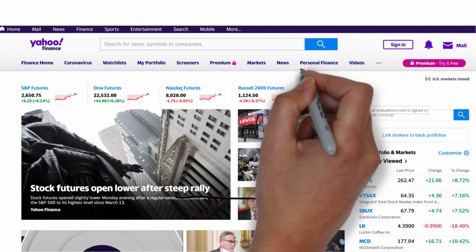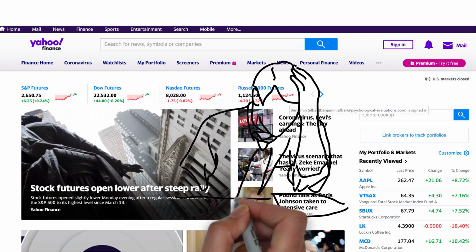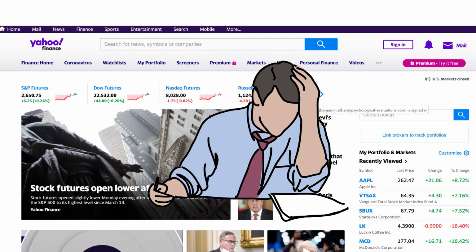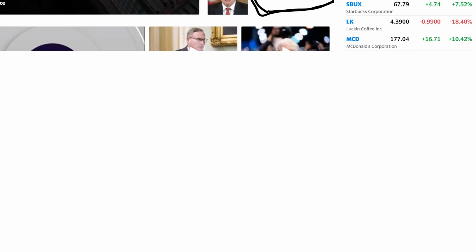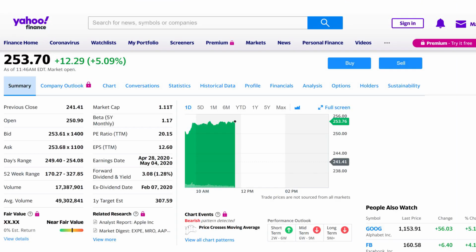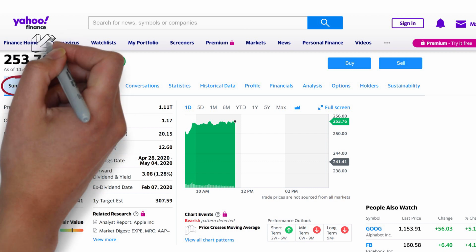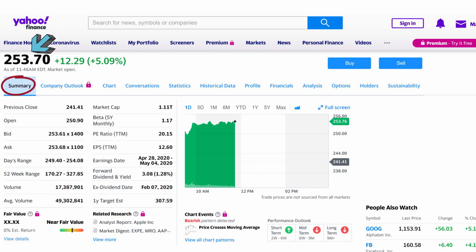The investment websites out there have an immense amount of data that can be overwhelming. I'm going to point out the most important parts to look for when analyzing a company. This is Yahoo Finance's page for Apple. The first tab we are looking at is the Summary tab. At the top of the screen, we see the share price for Apple is $253.70. The plus 12.29 is showing that the share price went up $12.29 today, which is 5.09%.